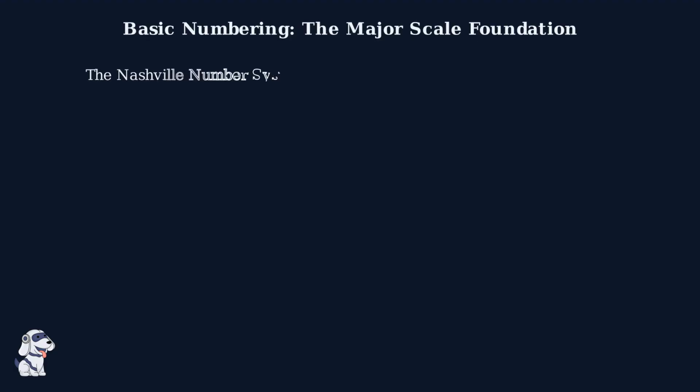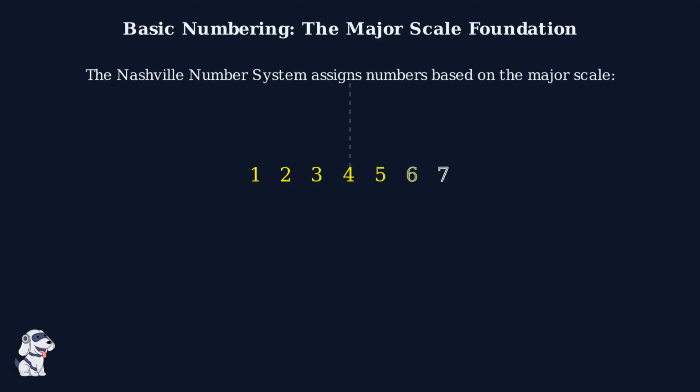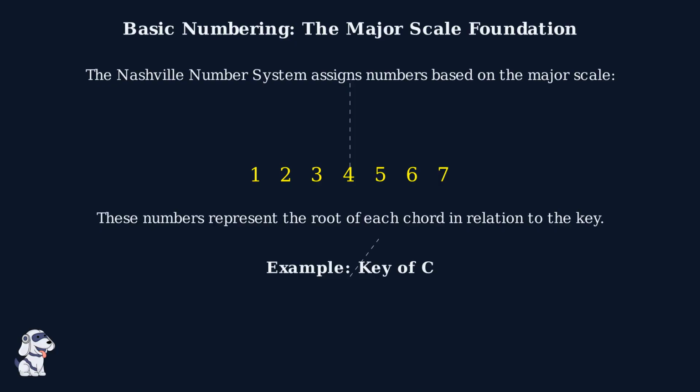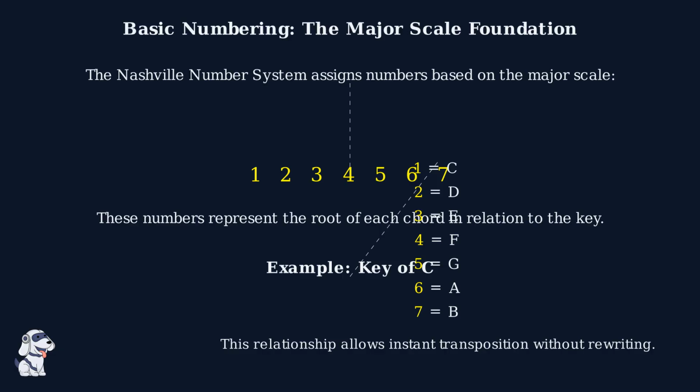The Nashville Number System assigns numbers based on the major scale, 1 through 7. These numbers represent the root of each chord in relation to the key. For example, in the key of C, 1 equals C, 2 equals D, 3 equals E, and so on. This foundational numbering enables the system's core benefit, instant transposition without rewriting charts.